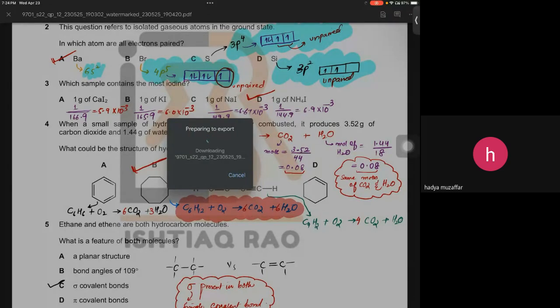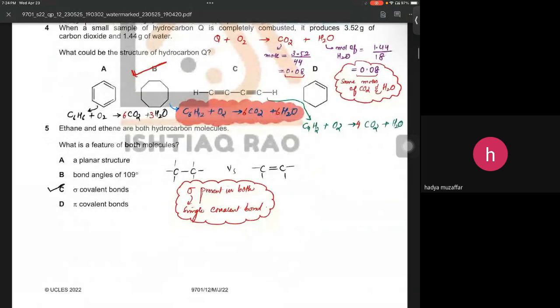Okay, that's it. And then you can see question number 5. Ethane and ethene are both hydrocarbon molecules. What is a feature of both molecules? Option A is incorrect. You know why? Option A is incorrect because ethane is tetrahedral. Tetrahedral is a 3D structure and ethene is planar. It's not a three-dimensional structure.